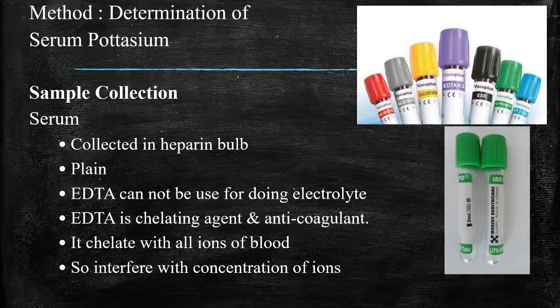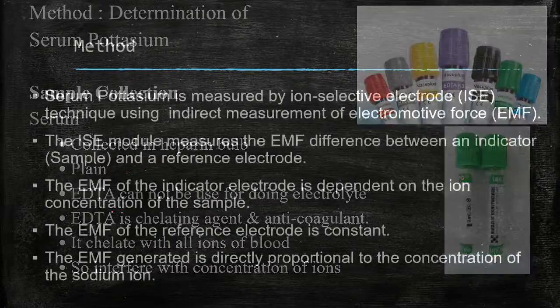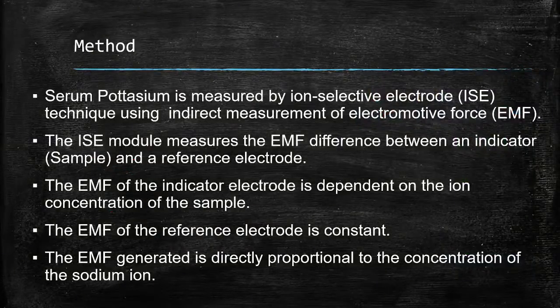Okay. How is it determined? This is determined by the same method, that is the ISE technique. Sample collection is done using a plain heparin bulb. Again here EDTA cannot be used. This is measured by the ion selective electrode method. The method is the same, so I won't be repeating it here.